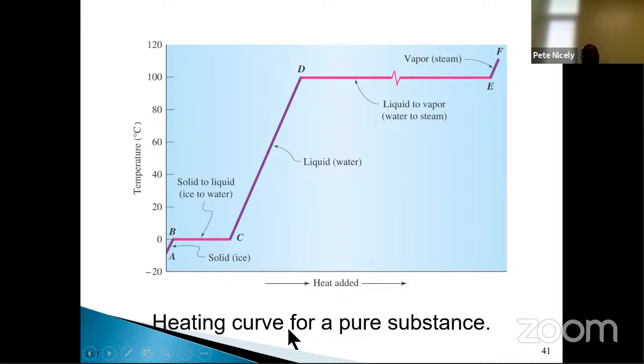Okay. So that's basically the heating curve that's associated with, in this case, water. And this is true pretty much for all substances, right? They go through the different changes. The only differences would be the melting point values and the boiling point values. But apart from that, pretty much all substances go through this process.